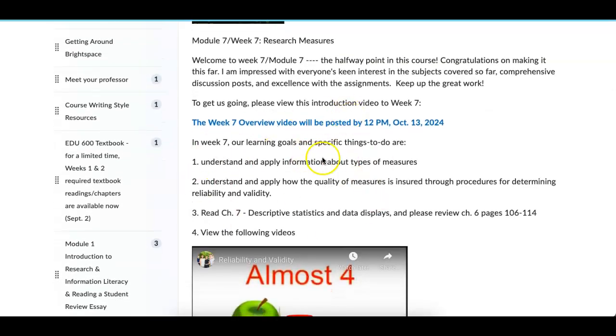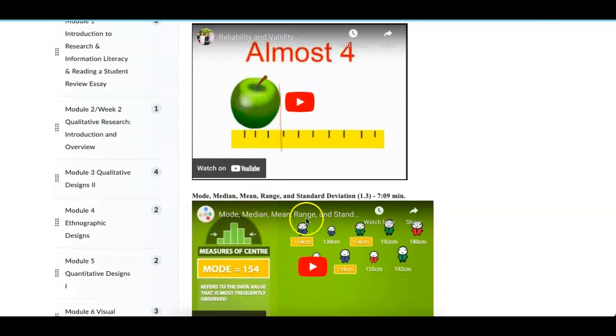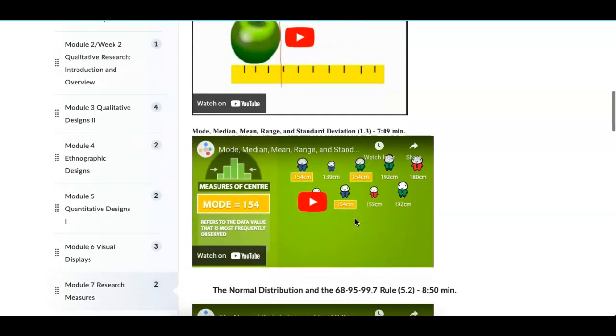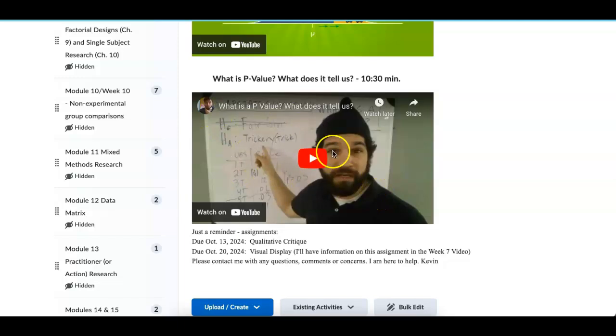Okay, here are our goals for the week. I'd like everybody to read Chapter 7. Look at these videos: reliability, mean, mode, range, standard deviation. I tried to pick out useful, practical, not overly complicated videos to help us understand these topics this week. The normal distribution, which is also known as the 68, 95, 99.7 rule. And then the p-value. Please take a look at this one.